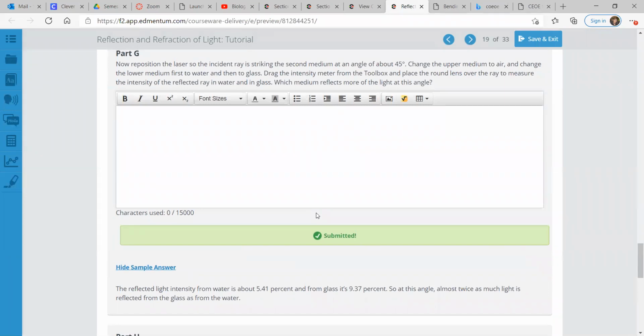The reflected light intensity from water is about 5.41%, and from glass it's 9.37%. So at this angle, almost twice as much light is reflected from the glass as from the water after you do part G.